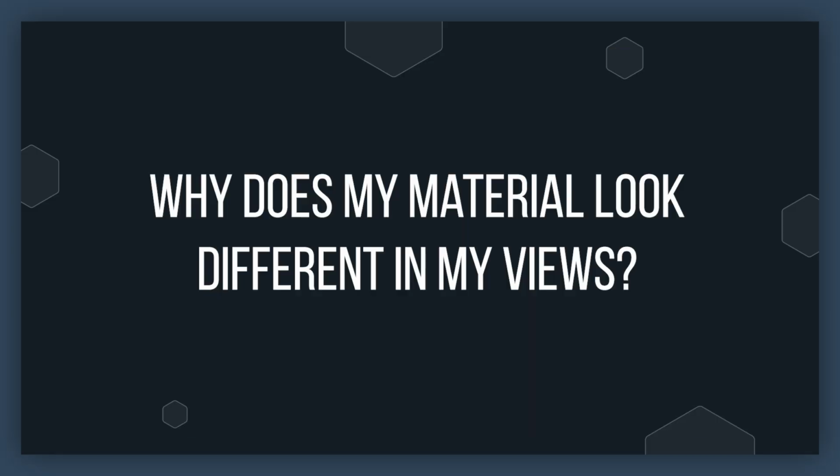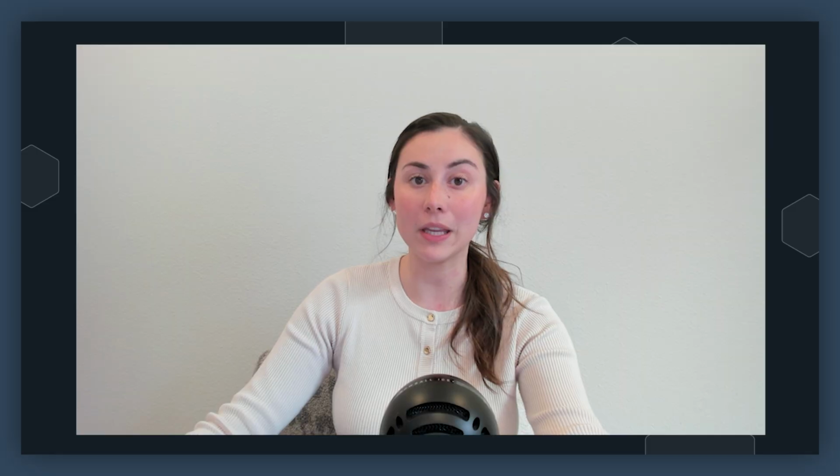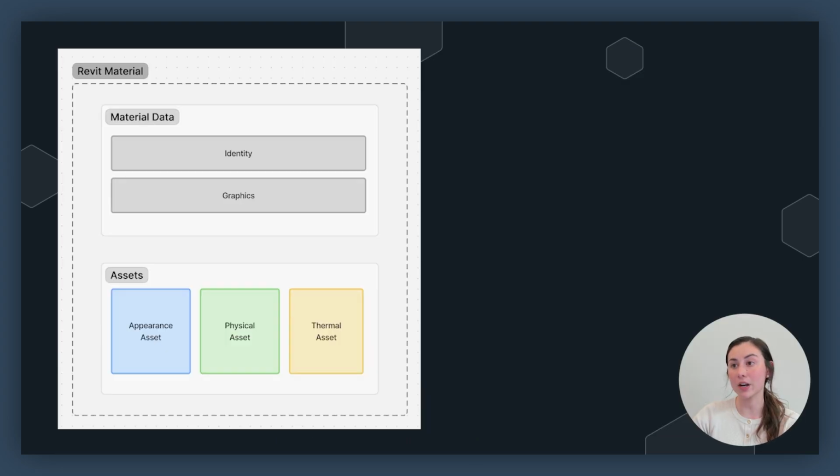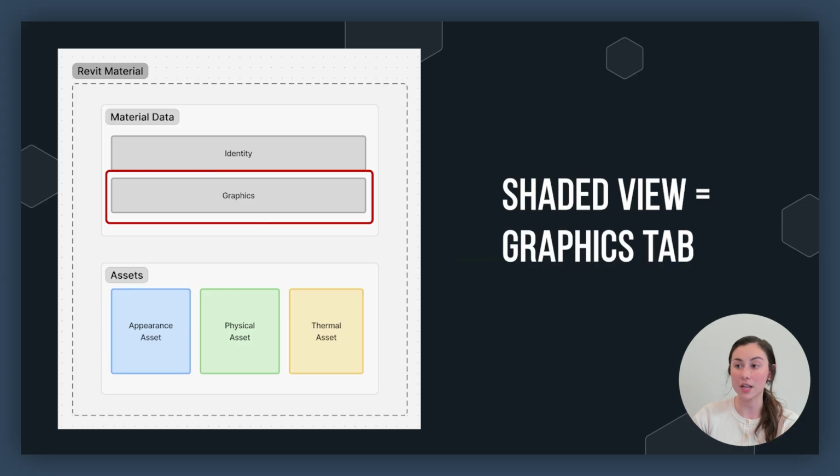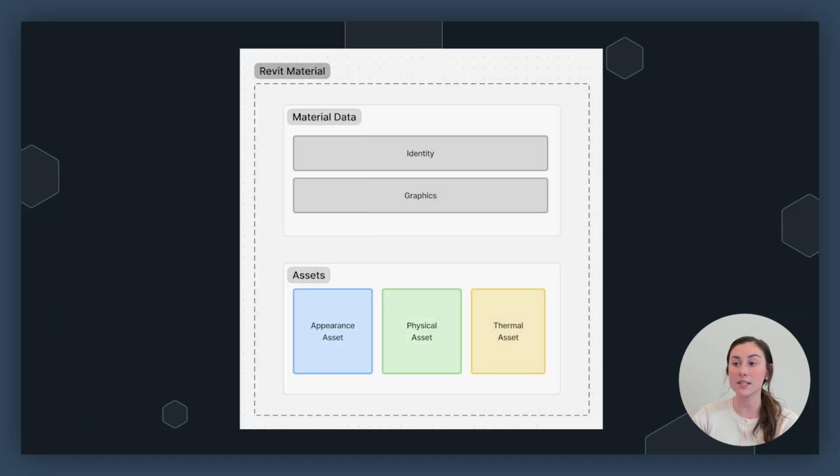Let's take a look at a common source of confusion. Why does my material look one way in one view and totally different in another? Pretty normal, but here's the deal. Back to this diagram, when you're in a realistic view or doing a rendering, Revit is going to use the appearance asset. And when you're in the regular shaded or hidden line view, like your 2D plan or section, it's actually going to use the Graphics tab. So they're two totally separate systems. Let's go ahead and take a look and see how this works inside of Revit.